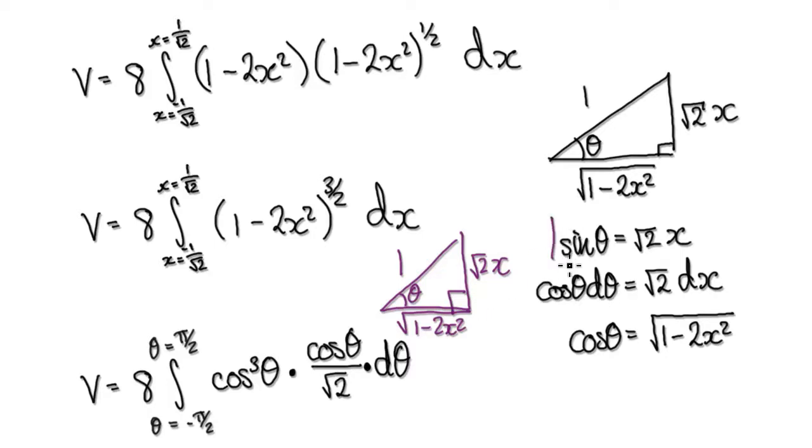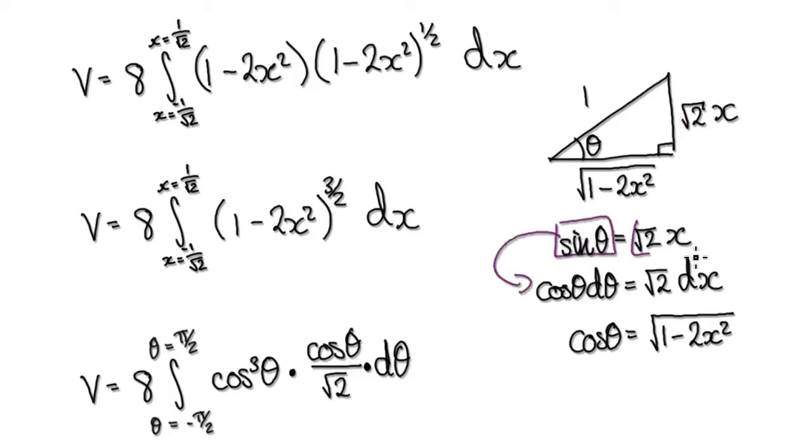So basically make this substitution here. If you look at sine theta is this thing here. Sine theta equals root 2 x. So that means find the differential of both sides. So differentiate both sides. So that will then give us this. So hang on, let me think. And then this thing here. Hang on, let me think.